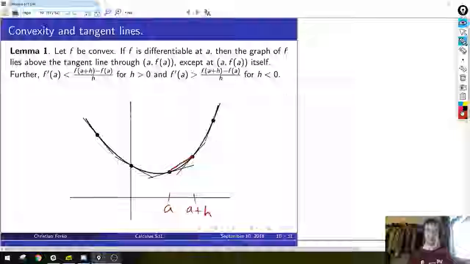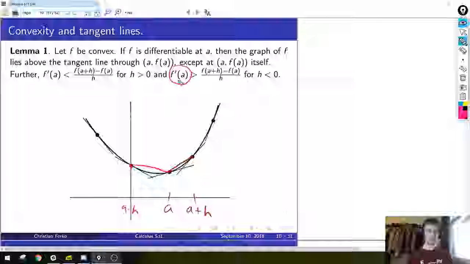And then we have a similar statement that if h is negative, so now you're comparing, I'll just write a minus h. Now you're comparing the secant line slope to a point to the left of a. Now you see that the tangent line slope is larger, because here it's positive. Here the secant line slope, the way I've drawn it, is negative. So indeed, the tangent line slope is greater if I'm comparing it to a point to the left.